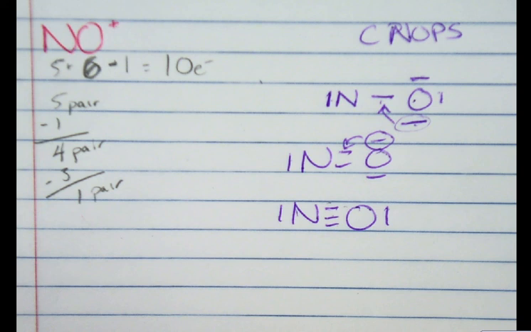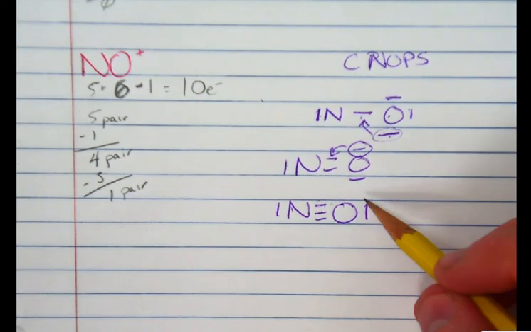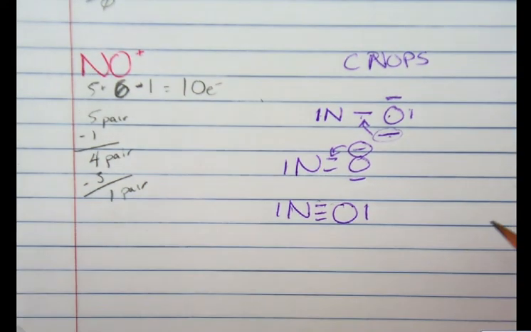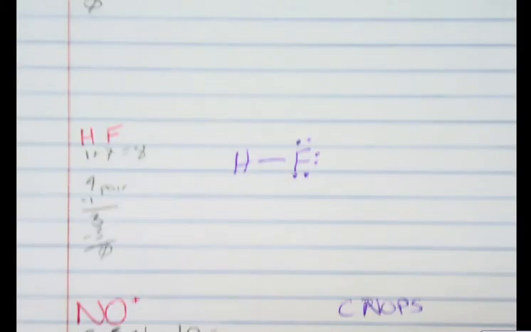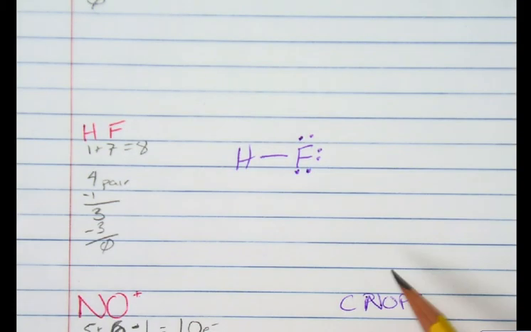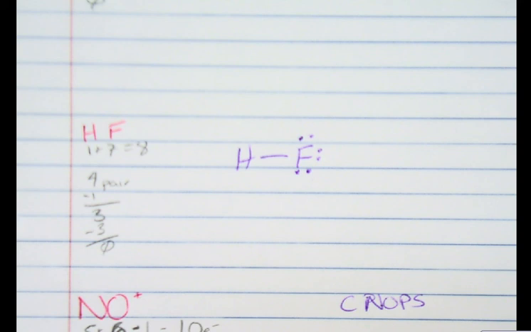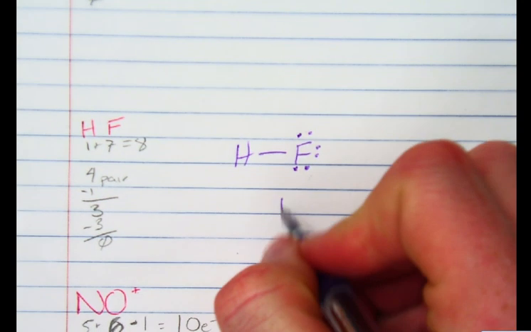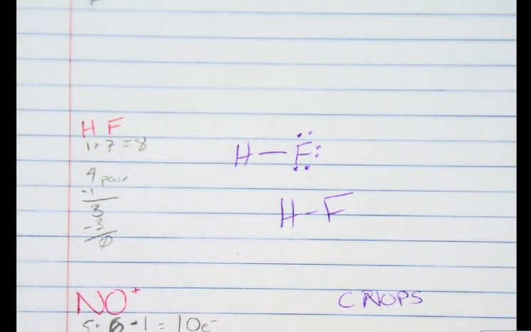Now you'll notice that when I did this Lewis structure, I used lines to represent my lone pairs. In the previous Lewis structure, I used dots. Either is acceptable on the AP exam, but you must have those lone pairs. A Lewis structure is incomplete if you do not have the lone pairs to go with it. I could not just write H bound to an F. That is not a valid Lewis structure.